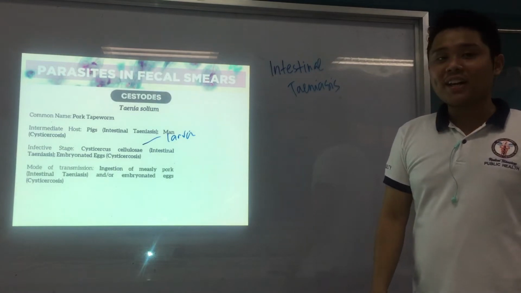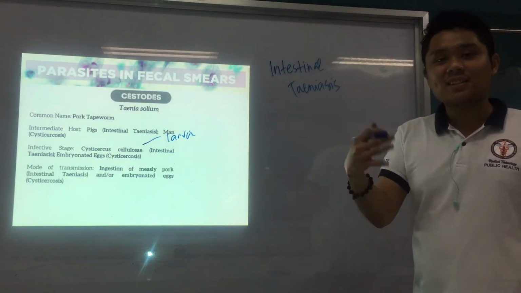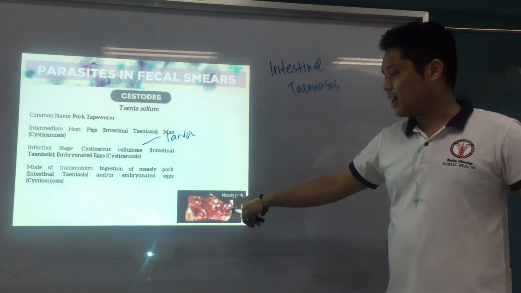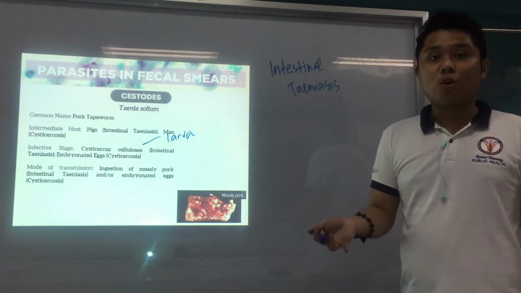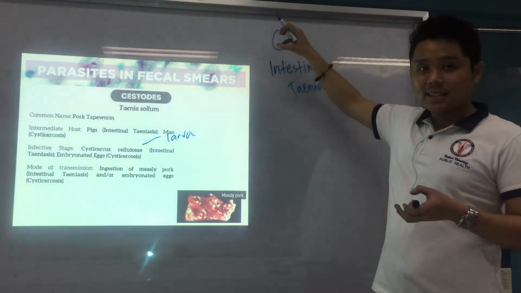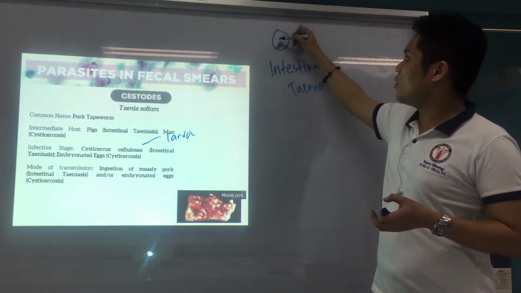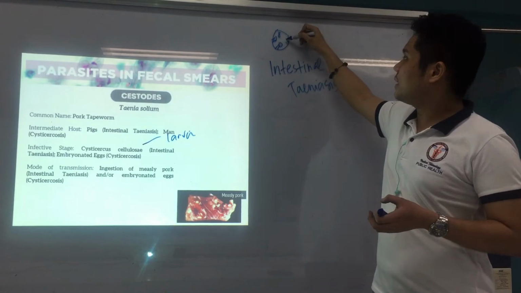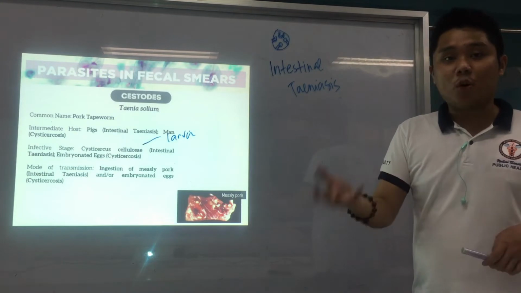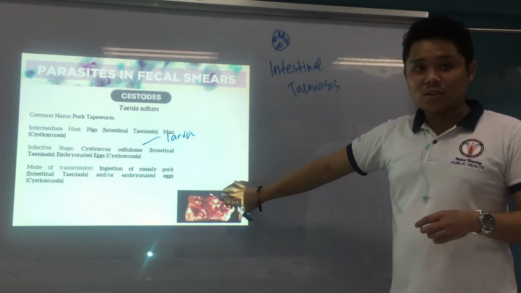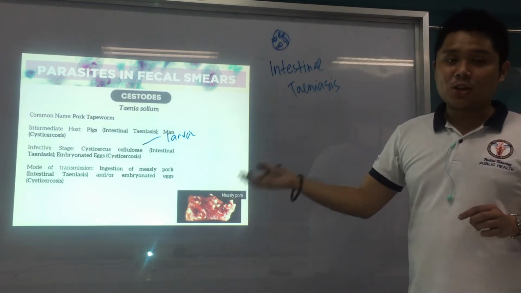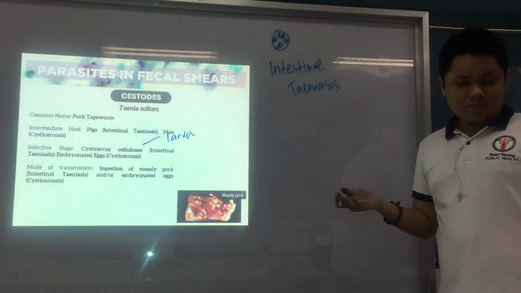Mode of transmission: ingestion of measly pork, meaning pork that contains the larva, and or embryonated eggs. So this is measly pork. What are the white spots here? These are the larva, the cysticercus. The larva of Taenia is a cyst, which already contains developing tapeworm. That's its appearance. So these white ones are the cysticerci. If you eat this, you can get intestinal taeniasis. But if you ingest embryonated eggs, you can get cysticercosis. We'll differentiate the two.